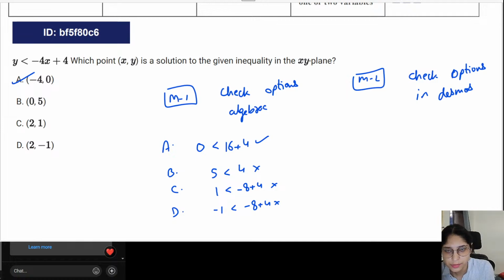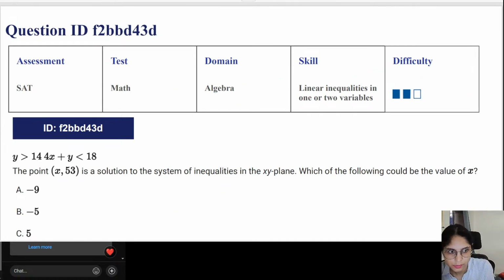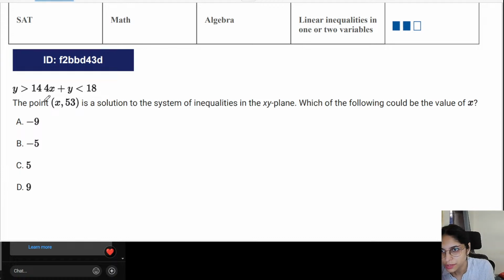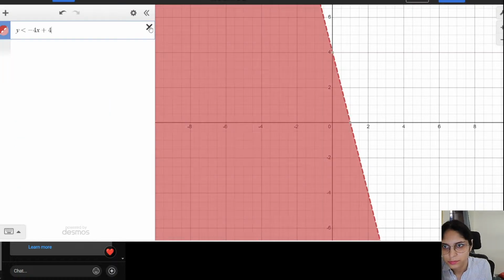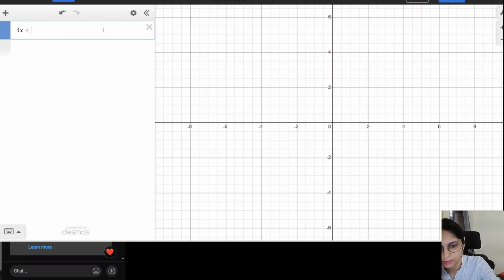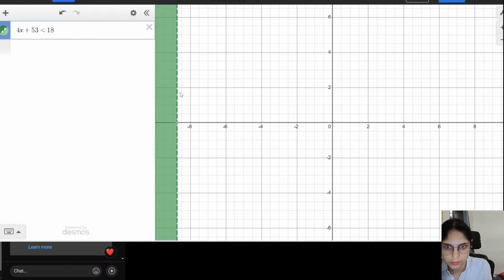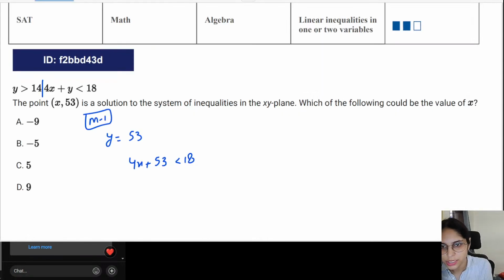Next is question number 26. Okay, so two different inequalities are given to you. y is greater than 14, 4x plus y is less than 18. x comma 53 is a solution of the system. That means the value of y is 53. Okay. So now you just have to do 4x plus 53 should be less than 18. So x is less than negative 8.75.